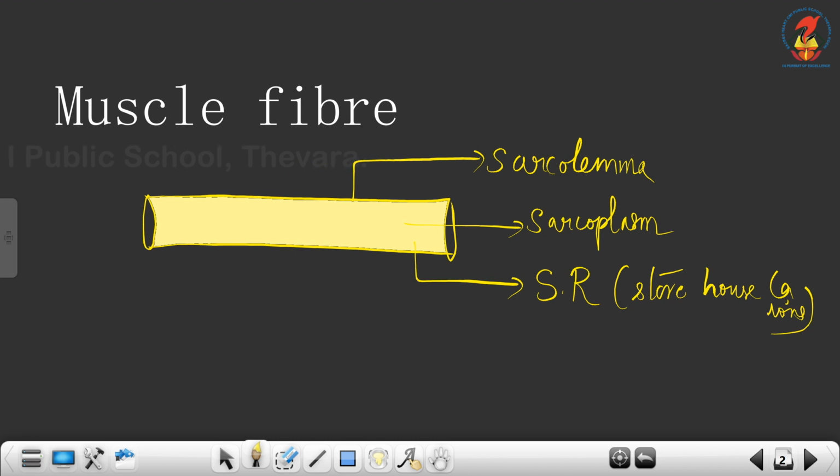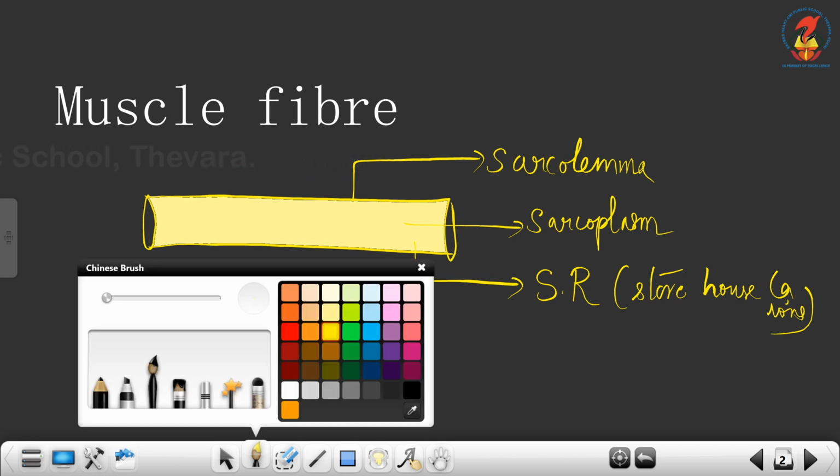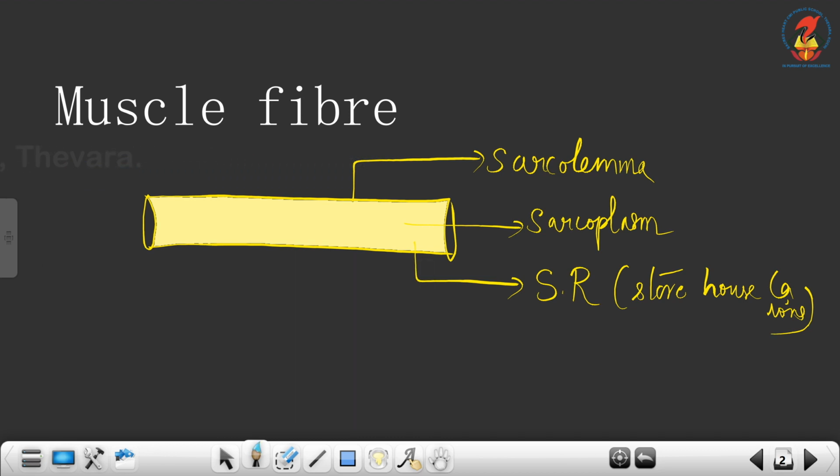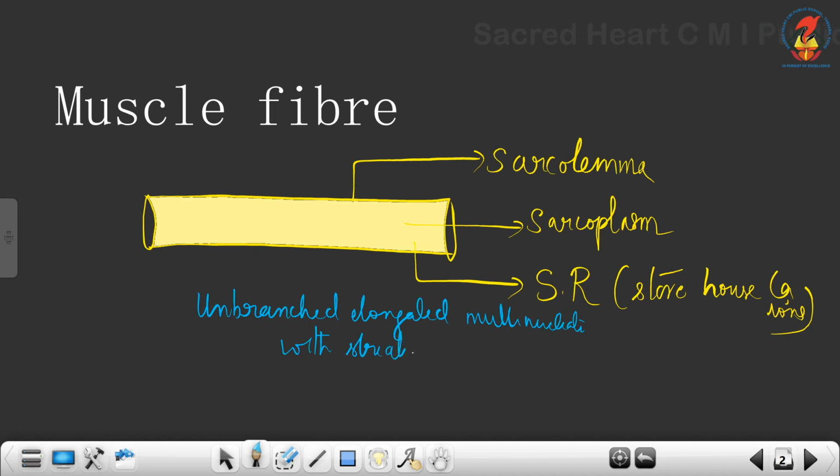So, once again, a little more in detail. Other than the previous details we have learned, it is unbranched, elongated and multinucleated with striations, and we know the reason why striations, because of the arrangement of the actin and myosin filaments. Besides that, we have to know other parts.